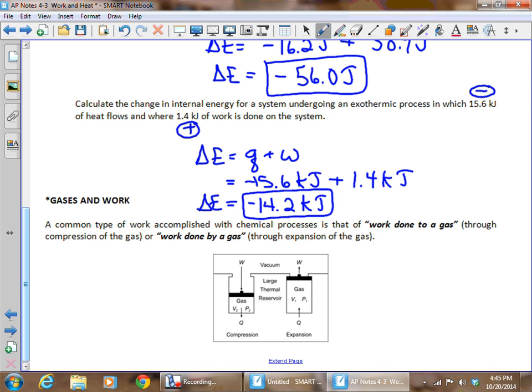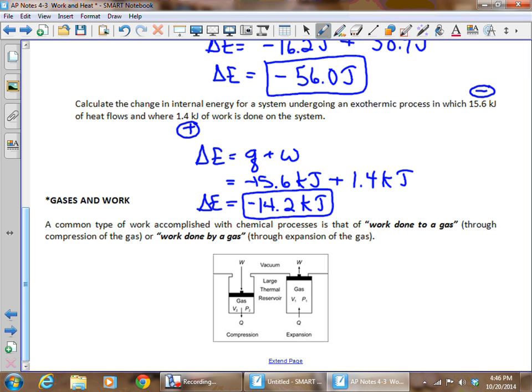So in this next part, we're going to look at an equation that's kind of derived from this system. A common type of work accomplished with chemical processes is that of work done to a gas through compression of the gas, or work done by a gas. If that gas expands, it does work on the environment.